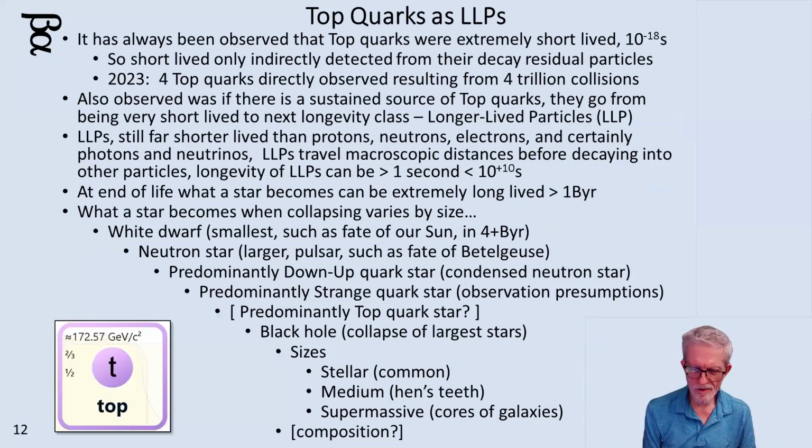So longer lived particles can travel what they call macroscopic distances. If it's a top quark and it's very short lived, it's only going to travel fractions of a nanometer before it decays into something else. But now they're talking about if you can have enough stream of them, you can get enough quarks together that they'll hang around longer and become a longer lived particle. And a longer lived particle can be about a second or longer, up to 10 to the plus 10 seconds. That's a lot of seconds.